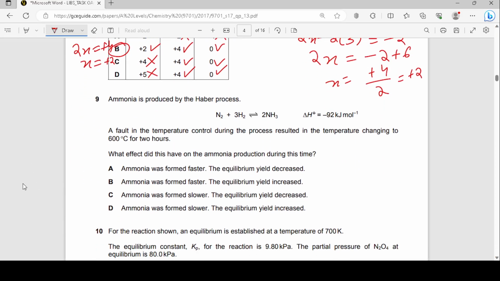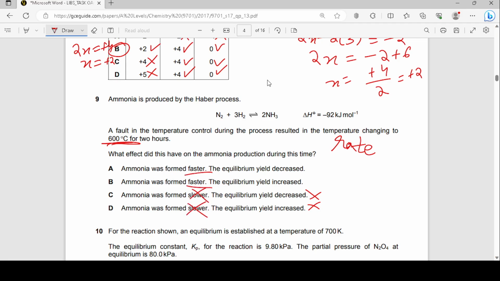Now, question number 9. Ammonia is produced by the Haber process. So this is the reaction, and a fault in the temperature control during the process results in the temperature changing to 600 degrees Celsius for 2 hours, which is higher than the normal temperature that's used, right? So what does that mean? If the temperature is higher, the rate of the reaction will obviously be faster, because temperature causes the rate of the reaction to increase, right? So that means ammonia was formed slower is wrong. Ammonia is definitely formed faster.